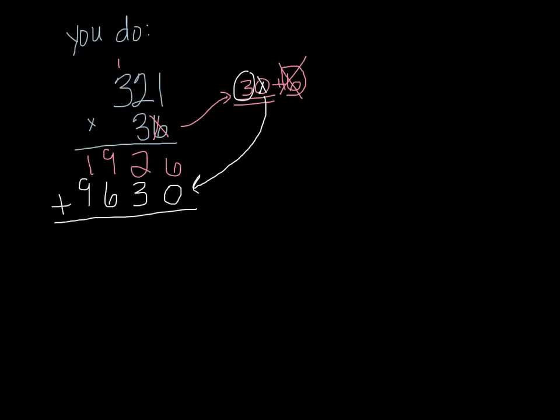And now all I need to do is add this together. 6, 5, 9 plus 6 is 15. 9 plus 1 is 10, plus 1 more is 11. Your answer should have been 11,556.